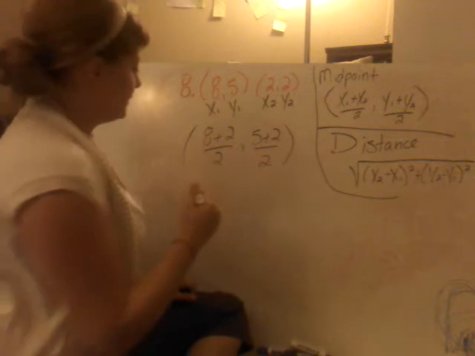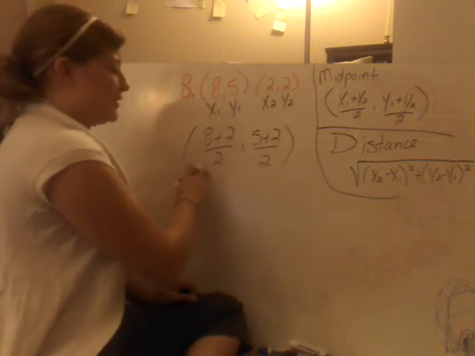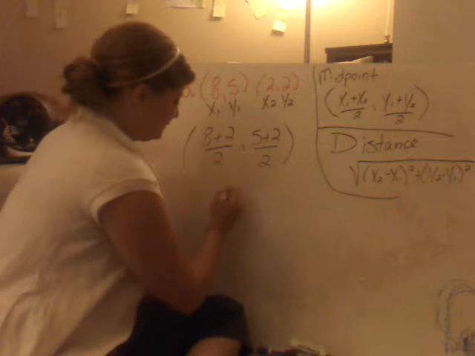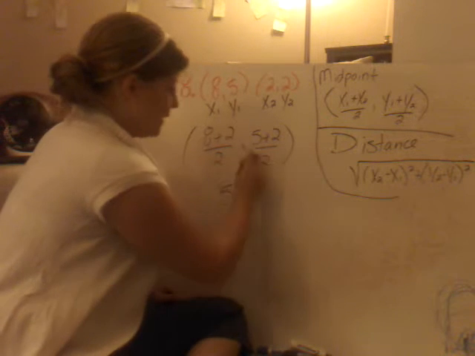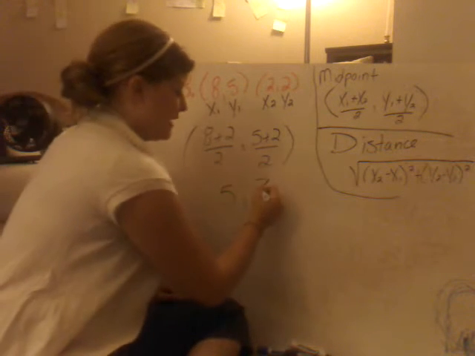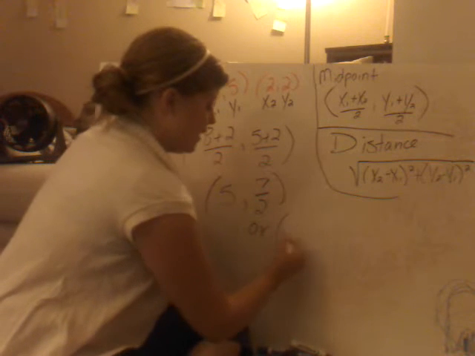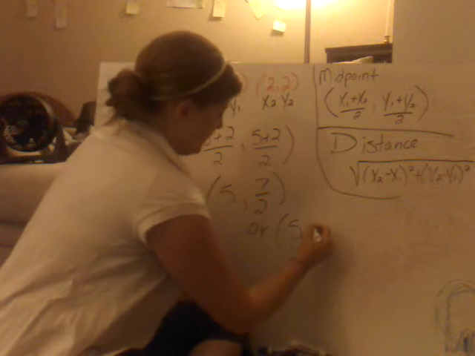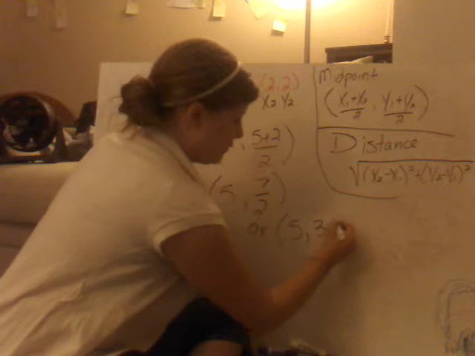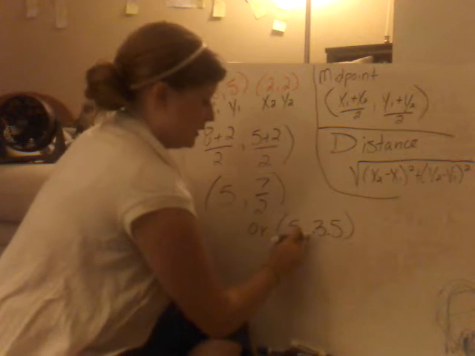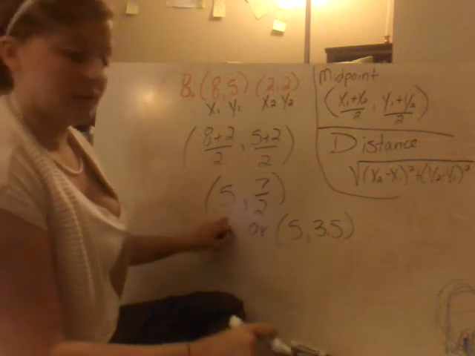We don't want that. Alright, so 8 plus 2 divided by 2 is 5. 5 plus 2 divided by 2 is 7 over 2. So you can write it like this, or I'll also take 5, and that is 3.5. Okay, so I'll accept either one.